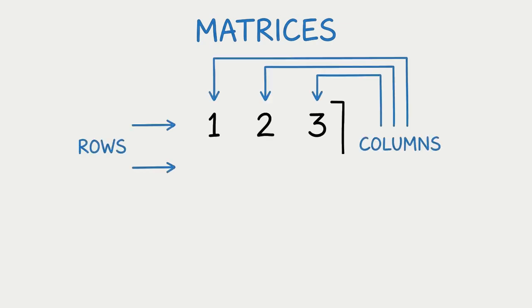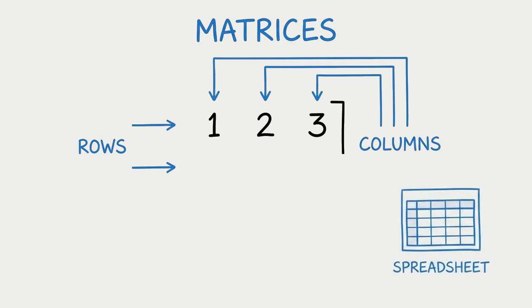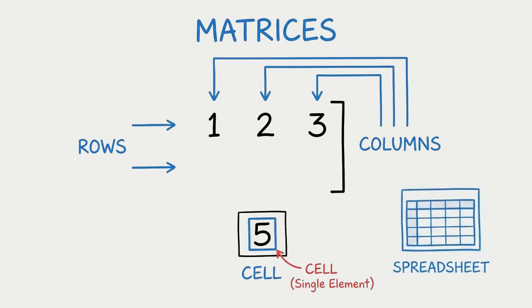Okay, let's talk about matrices. A matrix is just a rectangular grid of numbers arranged in rows and columns. Think of it like a spreadsheet. Each cell holds a number, and the whole thing is wrapped in square brackets.